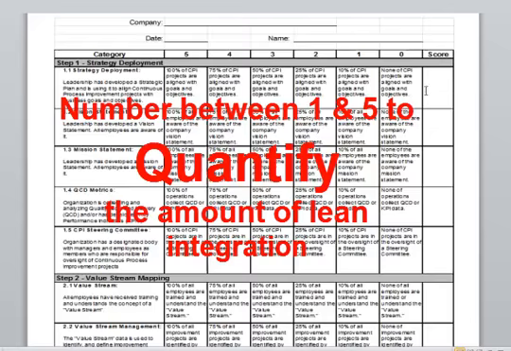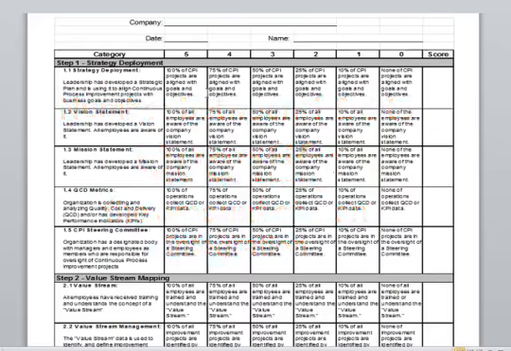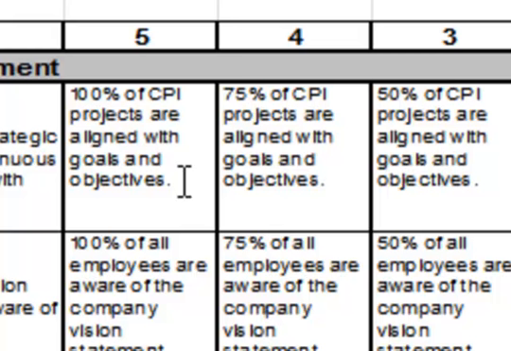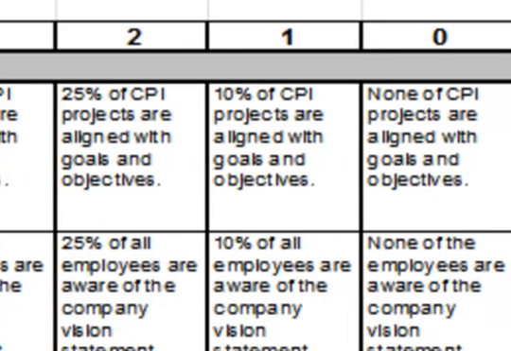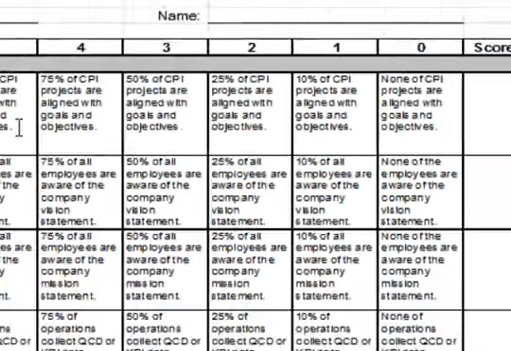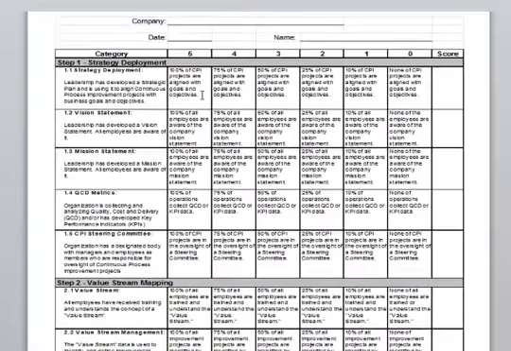And how do you determine if it's a 1 or a 5? Well, you go into the criteria and say, if 100% of all CPI projects are aligned with business goals and objectives, then it's a 5. If half of them are aligned, then it's a 3. If only just a couple of them are aligned, then it's going to be a 1 or a 2. And that's really how you use this lean assessment form. And you'll go down each row in turn until you've done all of the requirements for step 1.